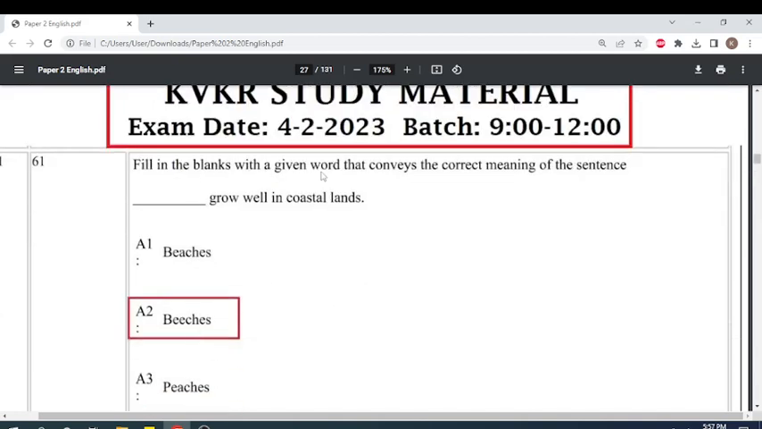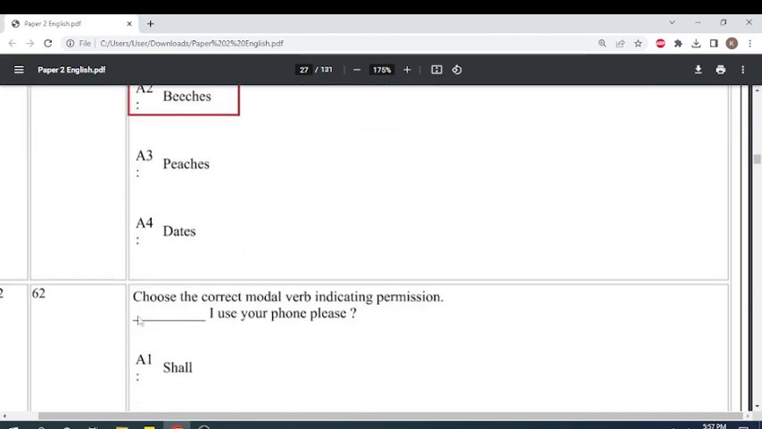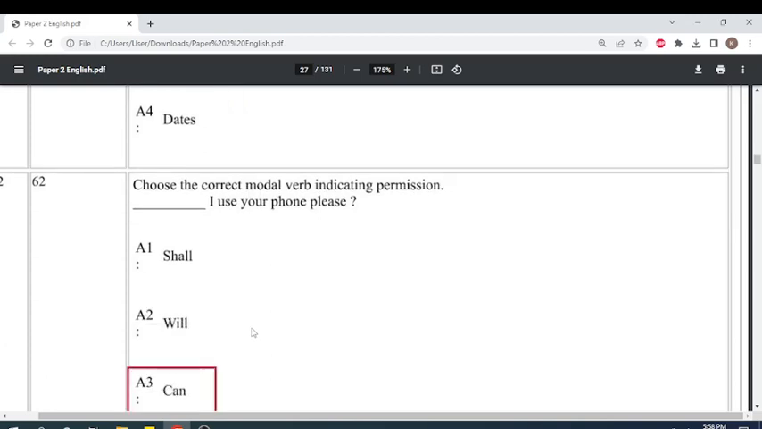Fill in the blanks with a given word that conveys the correct meaning of the sentence. Dash does grow well in coastal lands. Answer A2, beaches. 62. Choose the correct modal verb indicating permission. Dash I use your phone please? Answer A3, can.